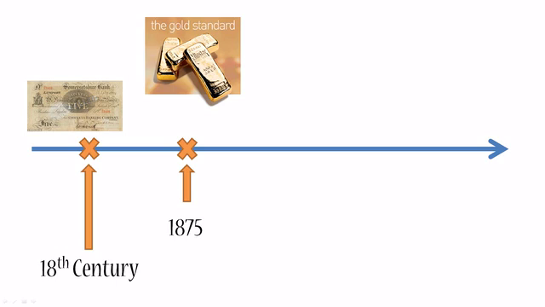For instance, country A says that one unit of its currency equals 2 ounces of gold, and country B says that 1 unit of its currency equals 4 ounces of gold. And that basically means that you now know how to convert the currency of country A into the currency of country B.